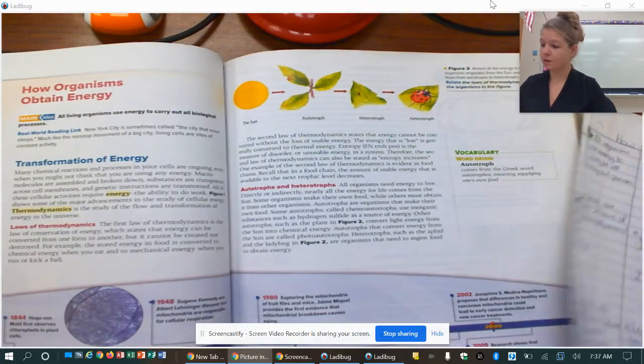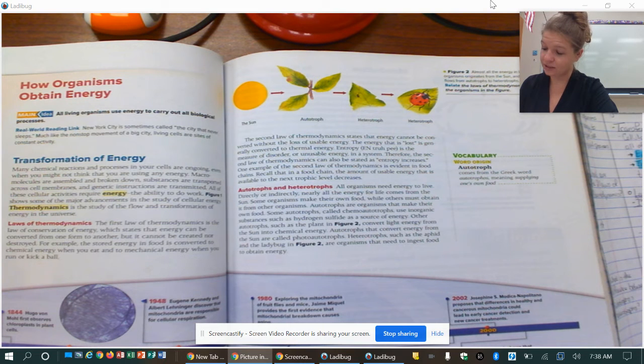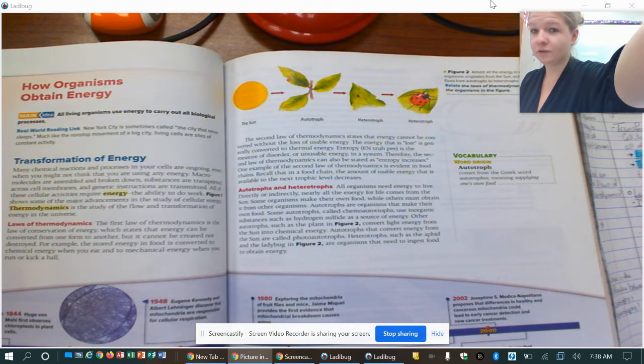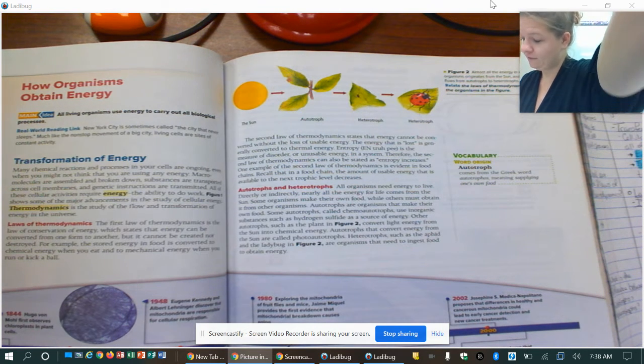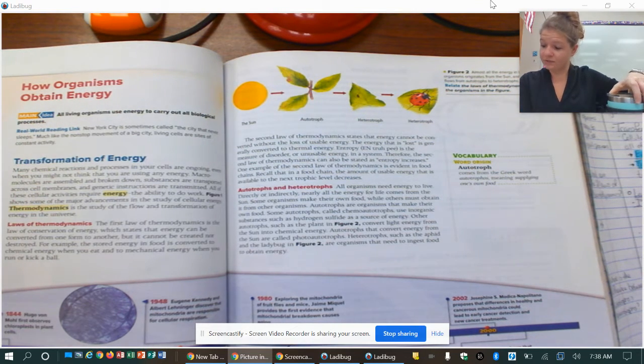All right, moving on. Autotrophs and heterotrophs. All organisms need energy to live. Directly or indirectly, nearly all the energy for life comes from the sun. Some organisms make their own food, while others must obtain food from other organisms. Autotrophs are organisms that make their own food. Some autotrophs are called chemoautotrophs. They use inorganic substances such as hydrogen sulfide as a source of energy. Other autotrophs, such as the plant in figure 2, convert light energy from the sun into chemical energy. Autotrophs that convert energy from the sun are called photoautotrophs.